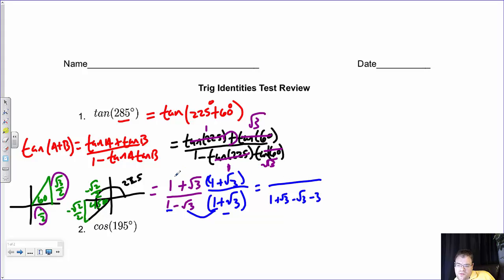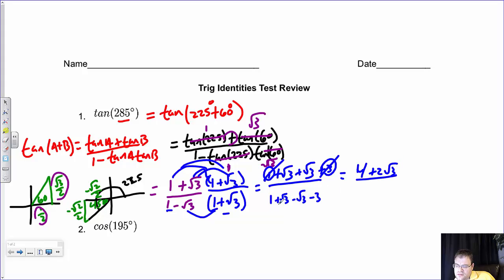On the top, we'll have 1 times 1, which is 1. 1 times root 3, which is positive root 3. Root 3 times 1, which is also root 3. And then root 3 times itself, which is 3. So what I see here is I have 3 plus 1. That gives me 4. And I've used these up. I have root 3 and then root 3 again, so that's 2 of them. So plus 2 root 3.